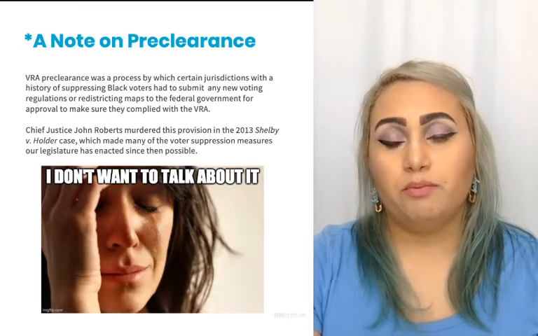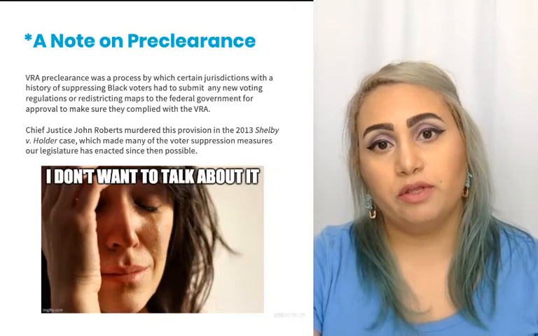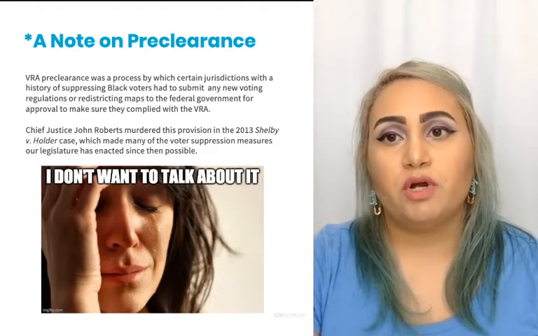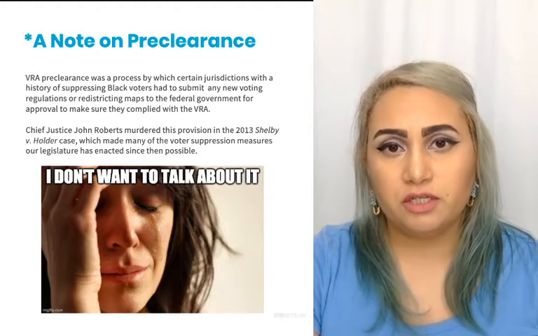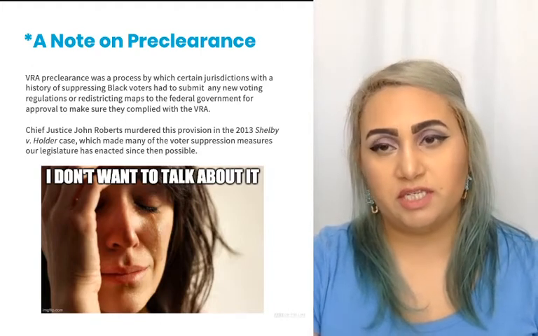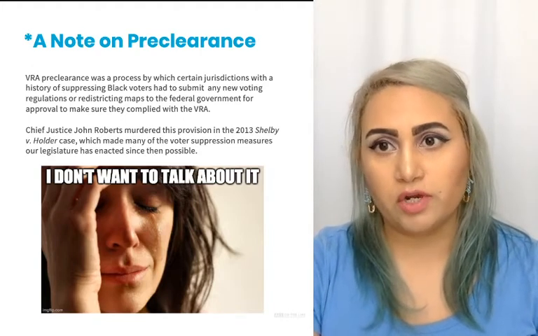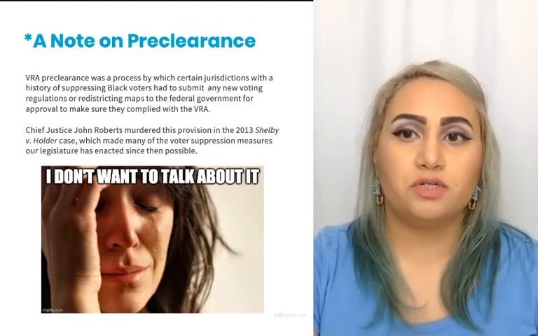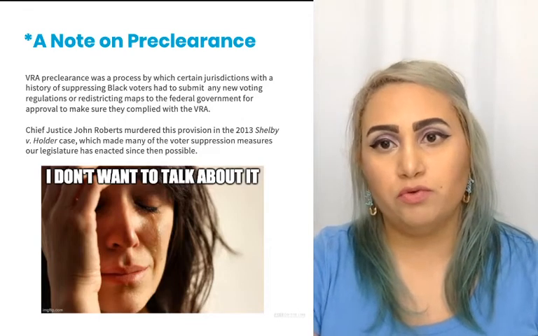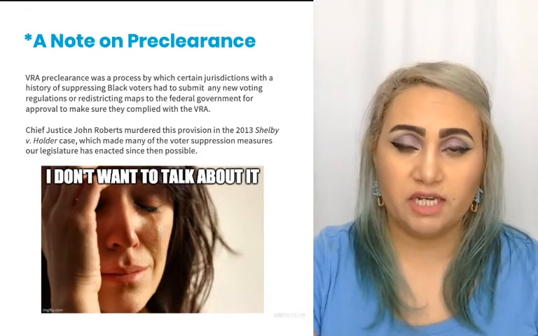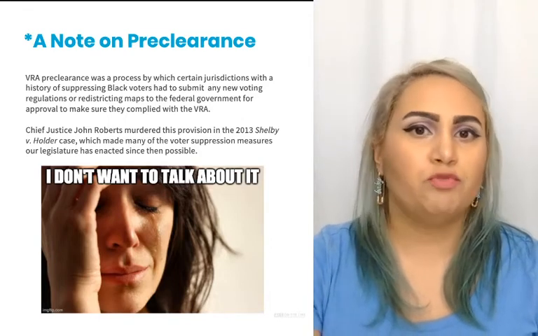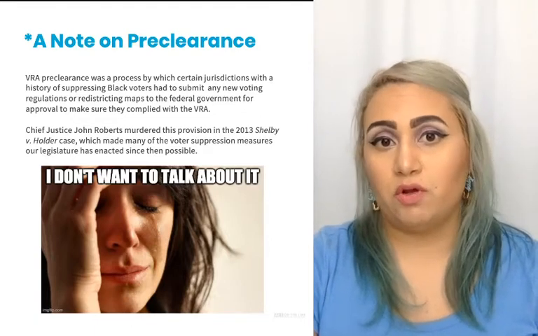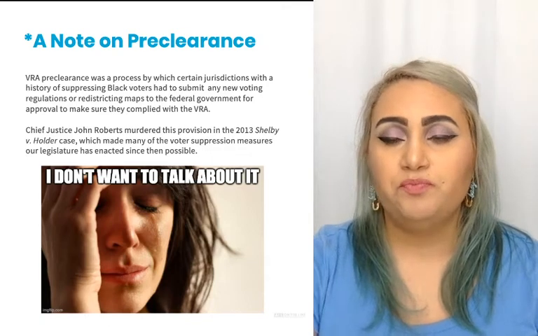I mentioned pre-clearance, and just to say what it was, Voting Rights Act pre-clearance was a process by which certain jurisdictions that had a history of suppressing black voters, like North Carolina, had to submit any new voting regulations or redistricting maps to the federal government for approval to make sure that they comply with the Voting Rights Act, sort of ahead of time. So before you would have to sue about it, the DOJ would get a chance to look at it and see whether or not they thought it complied with the Voting Rights Act.